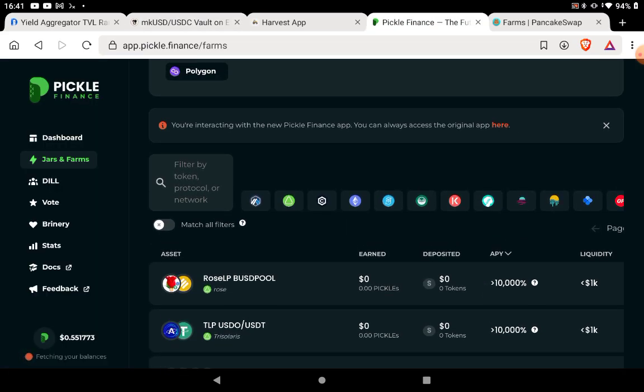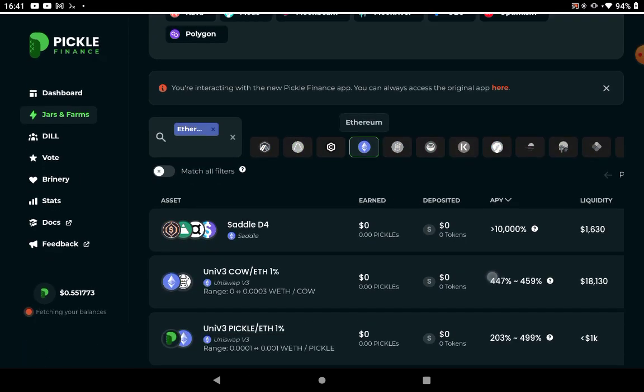Okay, same thing here with Pickle Finance. Let's go here and just select stuff on Ethereum.